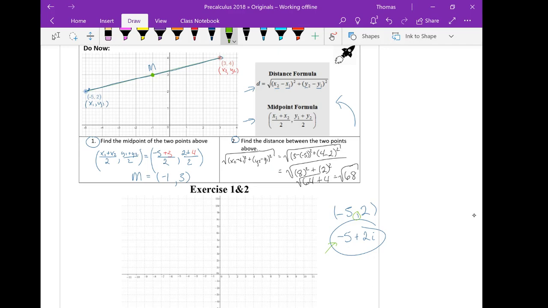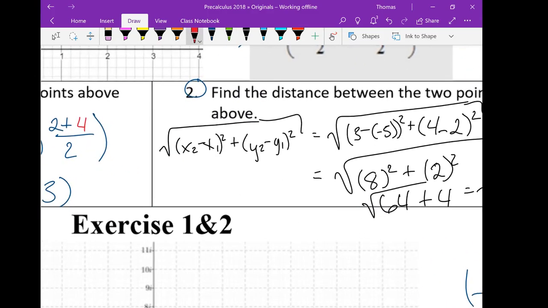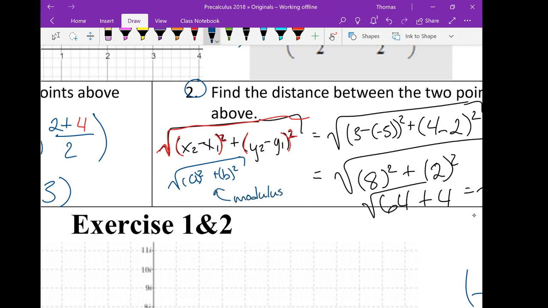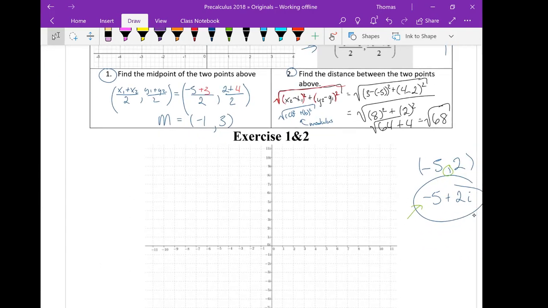One thing I wanted to point out here: in our class, we discussed that this setup right here, this formula for distance, looks an awful lot like a formula we've seen for complex numbers. It looks an awful lot like square root of a squared plus b squared, or our modulus. That's just something we noticed as we did this activator, that square root of something squared plus something squared looks a lot like our modulus, which was the length of our vector in the complex plane.